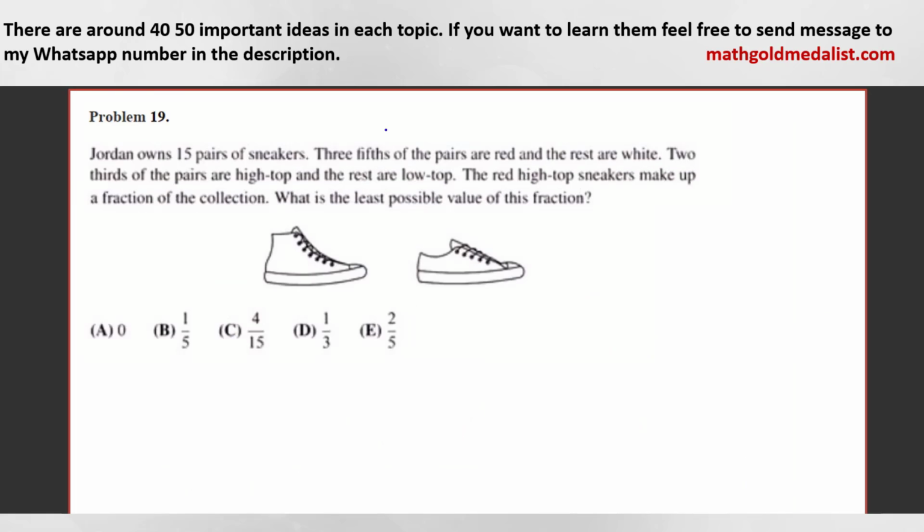Problem 19. Jordan owns 15 pairs of sneakers. 3/5 of the pairs are red. Okay, so we have 15. It says red is equal to 3/5 of the pairs. So 3/5 times 15, you can cancel 5. It will be 3 times 3, 9.